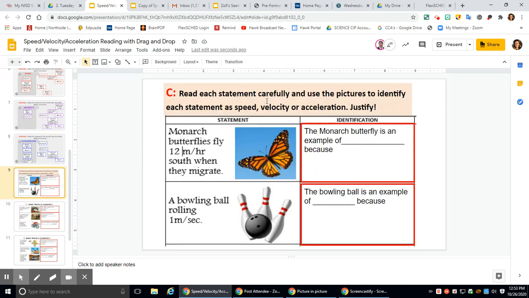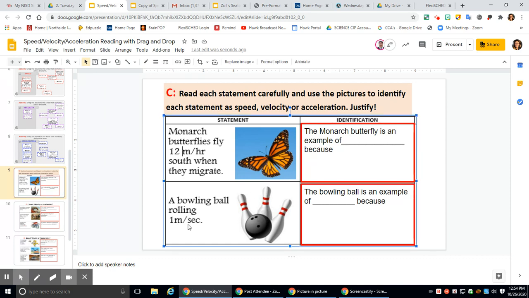For our connection, we're going to read each statement carefully and use the pictures to identify the statement as speed, velocity, or acceleration, and then justify. Monarch butterflies fly 12 meters per hour south when they migrate. So here 12 meters per hour, that's our speed, but they're giving us a direction with our speed. So the monarch butterfly is an example of velocity because we have speed with direction.